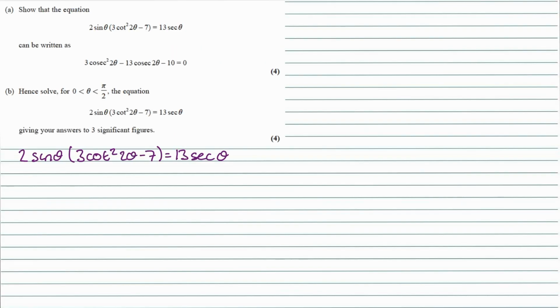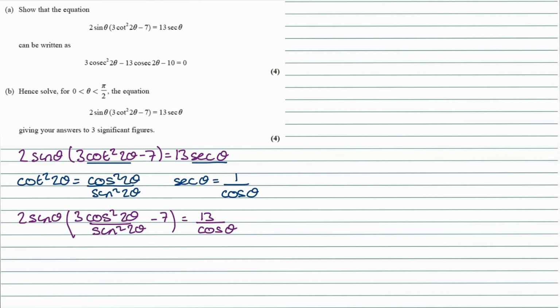So welcome back if you had a go. With questions like this, the first thing we need to do is to write the cot and the sec in terms of sine and cos. We know the cot squared 2 theta can be written as cos squared 2 theta over sine squared 2 theta. And sec theta, we know is 1 over cos theta. So now we can substitute each of these into the original equation.